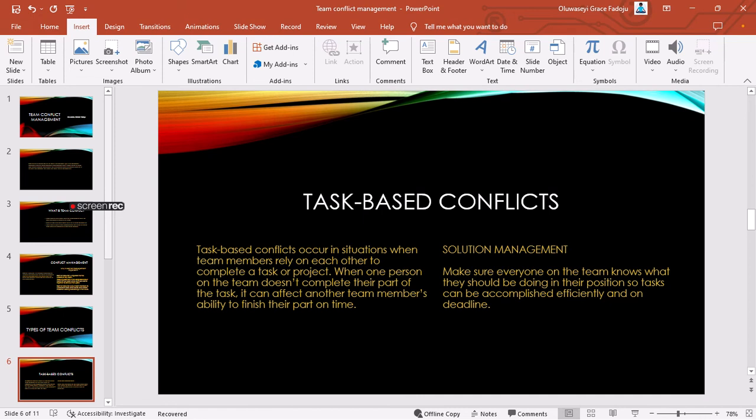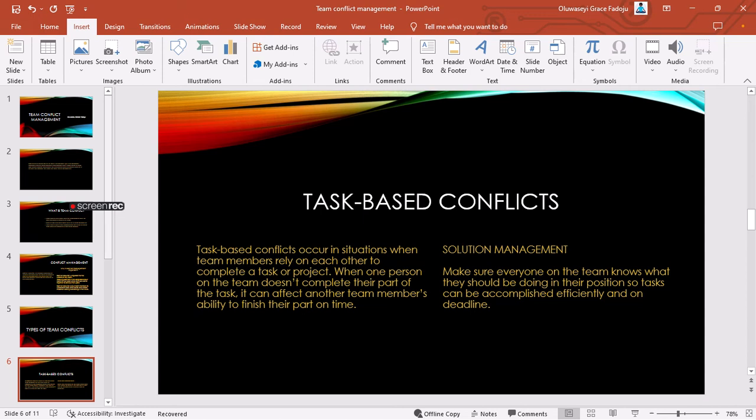What are the types of conflicts? The first one here is task-based conflict. Task-based conflict happens when different people rely on different parts of a project. When we have delegations for just one project, you have to do this, you have to do that. So when one person or two or more people are not doing their work, then it can lead to conflict, because the success rate of the work depends on how people actually work on their parts. This could cause team members to fight and disagree, which is not a good thing for a team.